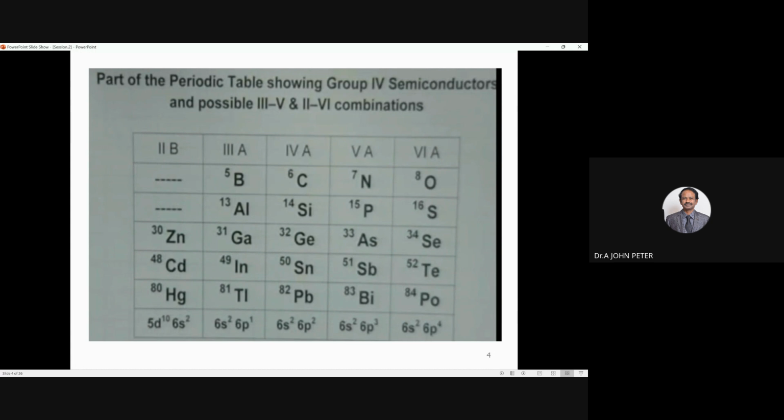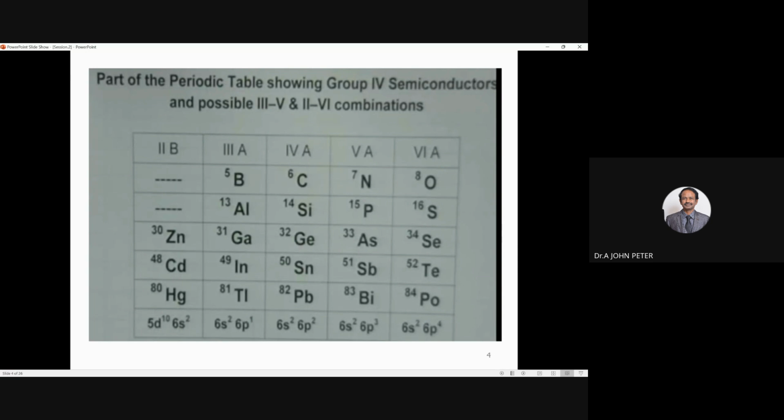BN material, aluminum phosphide, gallium arsenide, indium antimonide. So you have BN materials. Even GaP, gallium phosphide, is also available. GaN, gallium nitride material, is also available. So they are all binary materials.